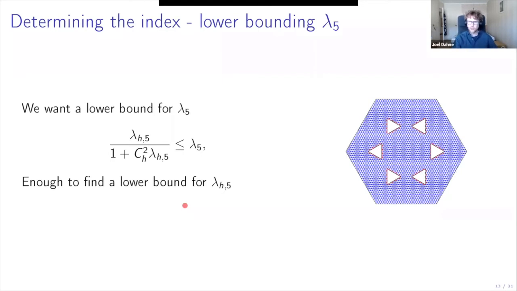So we want a lower bound for lambda 5. We have this, and since this is monotonic in lambda h5, it's enough for us to find a lower bound for lambda h5. Once we have that, we get a lower bound for lambda 5, which is what we need.